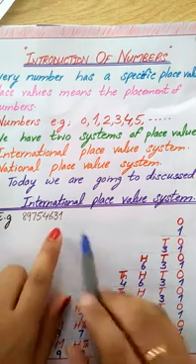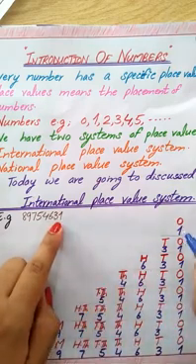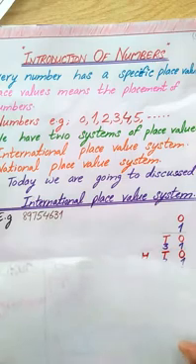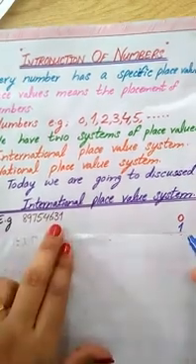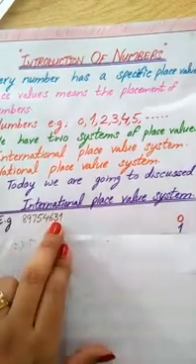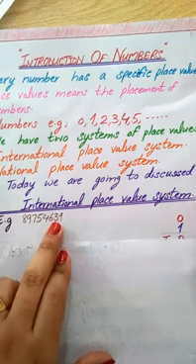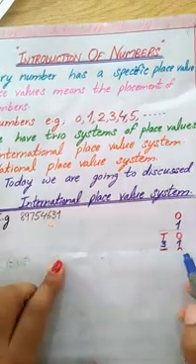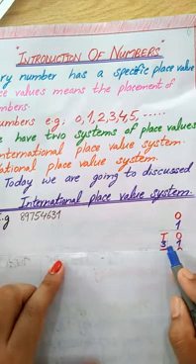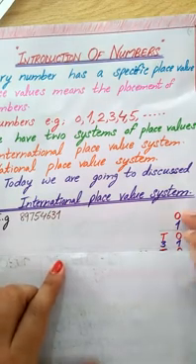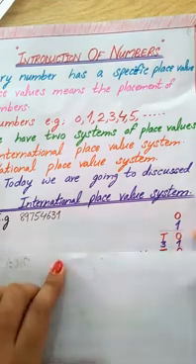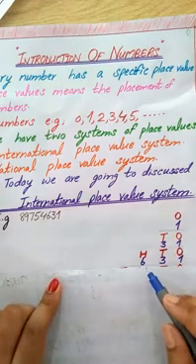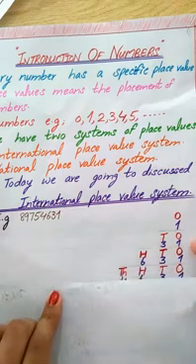We have the first digit, which is 1. What's the place value of this first digit? Ones. Ones means the single number. The second digit is 3. The place value of the second digit is tens. We have two digits, so the place value of the second digit is tens. Let's take the third digit, which is 6. The place value of 6 is hundreds.